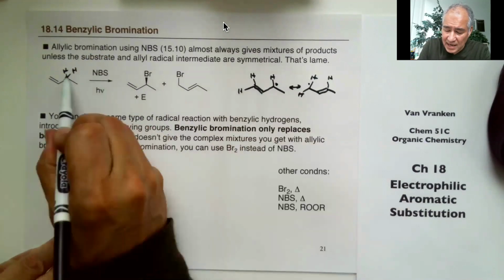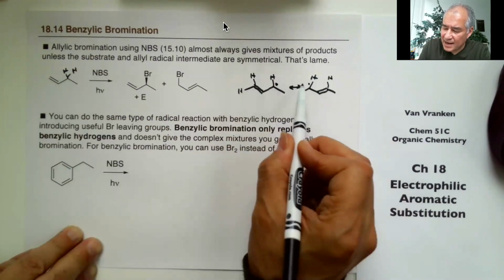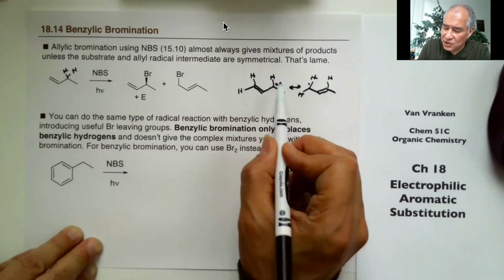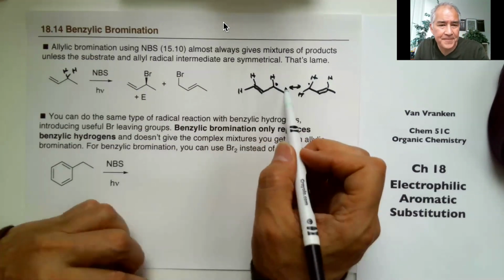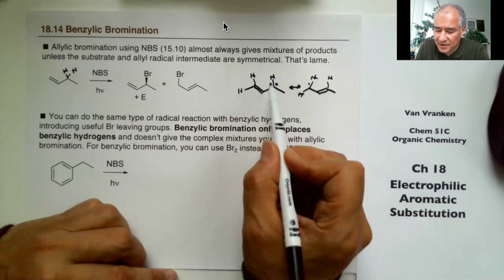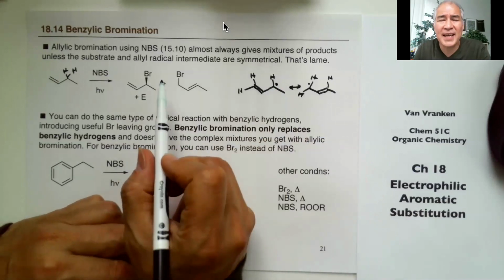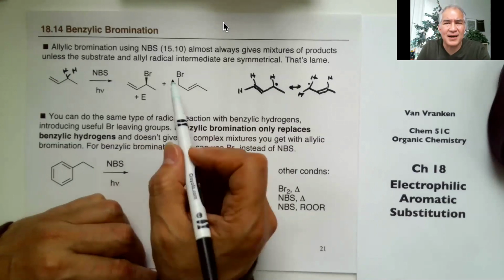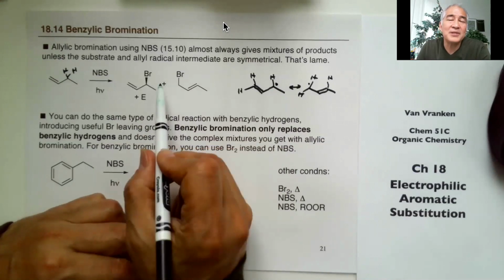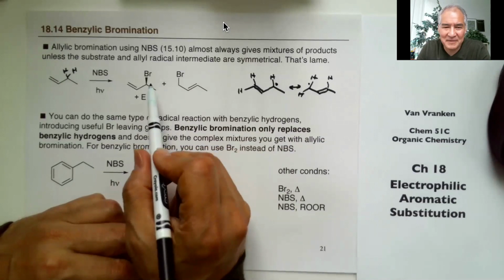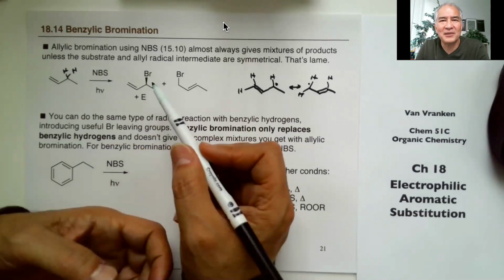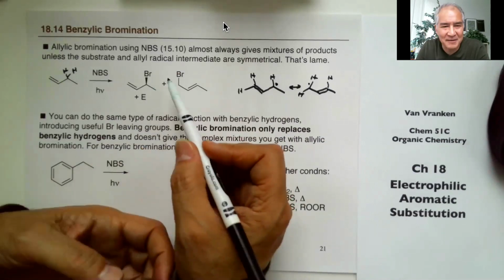So when you pull this H off, you get this resonance stabilized allyl radical. And when it gets trapped by bromine, you can trap at either position. And so you generate these horrific mixtures. No organic chemist likes to get mixtures of products. This is why you haven't really used this much since chapter 15. Why did they bother teaching you allylic bromination? It's so useless because it gives these mixtures.